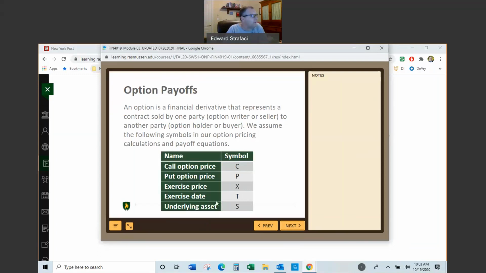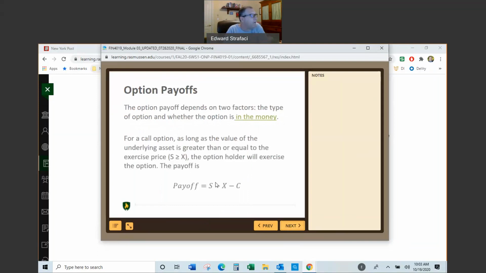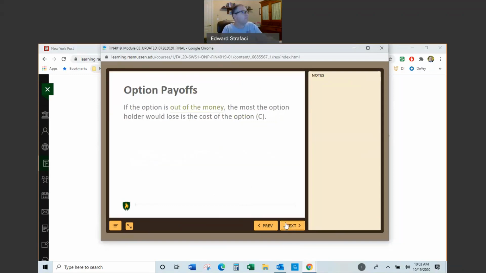So call options, these are the basic symbols. And the payoff is the stock minus the strike price. Okay? And to look it up, so if it's out of the money, like remember my example, let's say we have a 110 option and the stock's at 100 and it never goes above 110. Well, then think about the math. When you look at it mathematically, you would have no value to that option. There would be no value to that option.